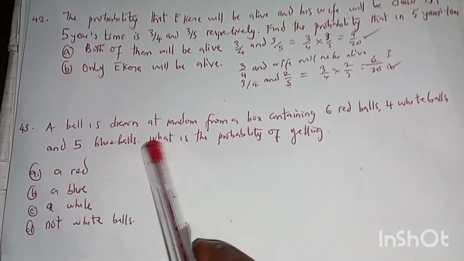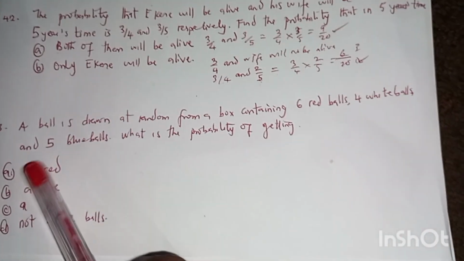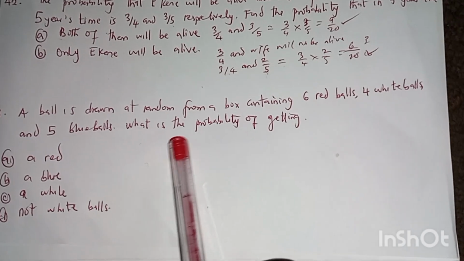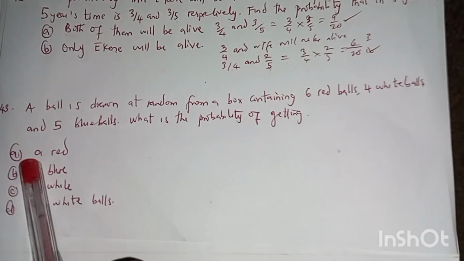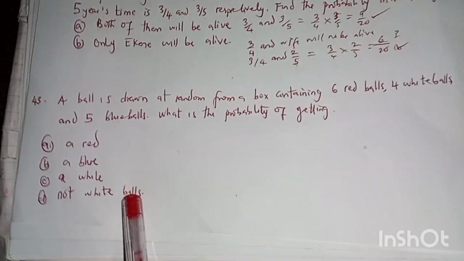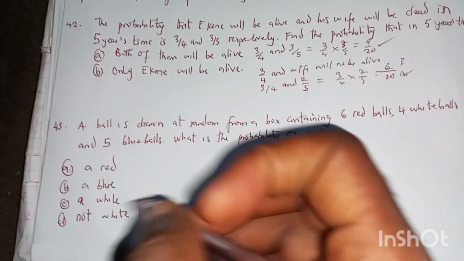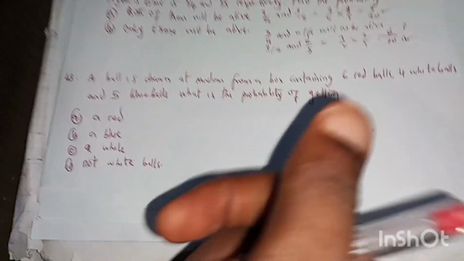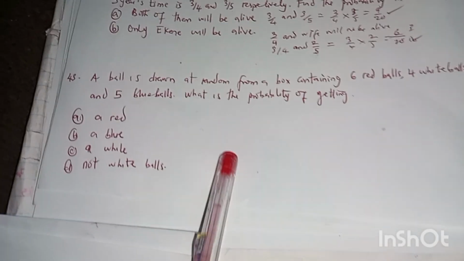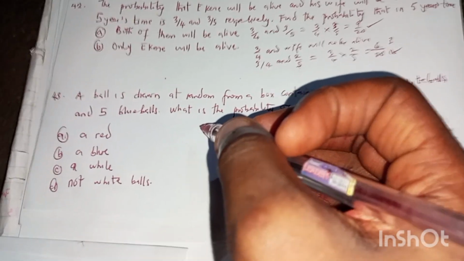Next question. A ball is drawn at random from a box containing 6 red balls, 4 white balls, and 5 blue balls. What is the probability of getting a red ball, a blue ball, a white ball, and not white balls? Okay. So the formula for probability is favorable outcome all over total outcome.